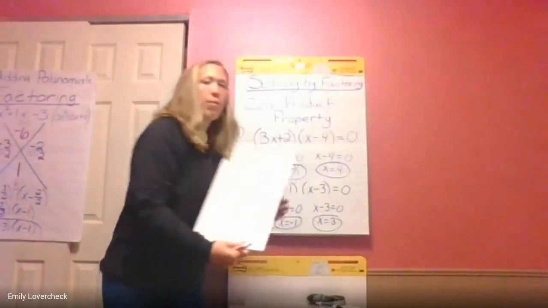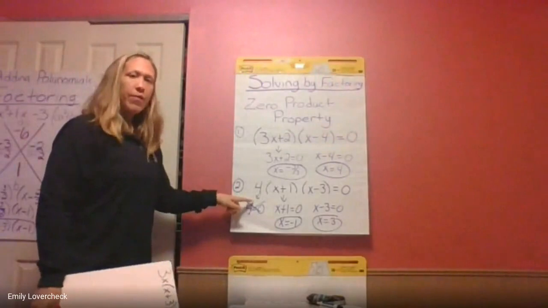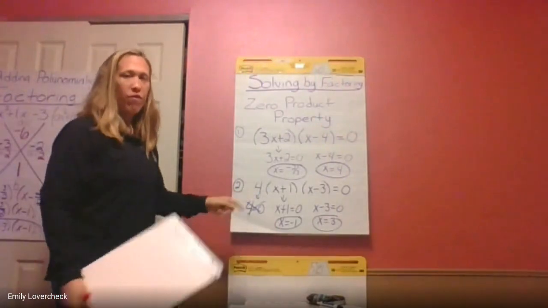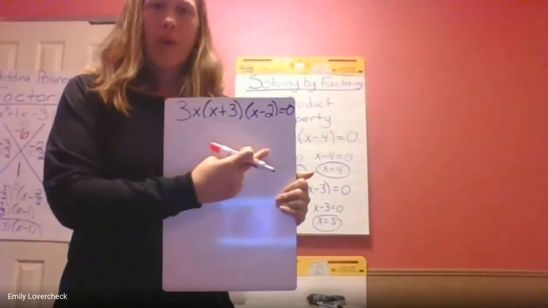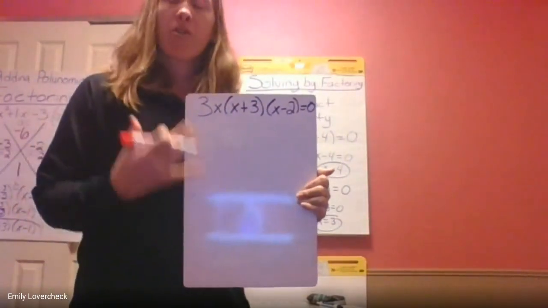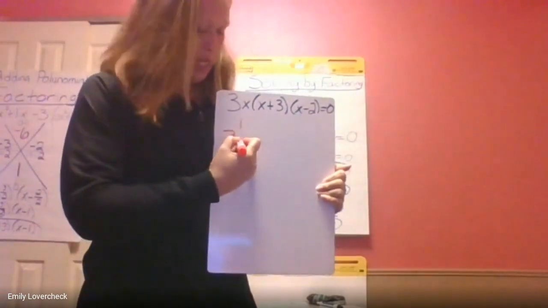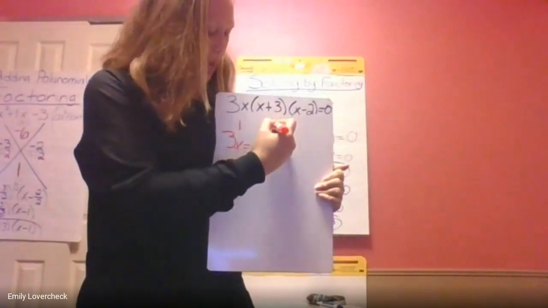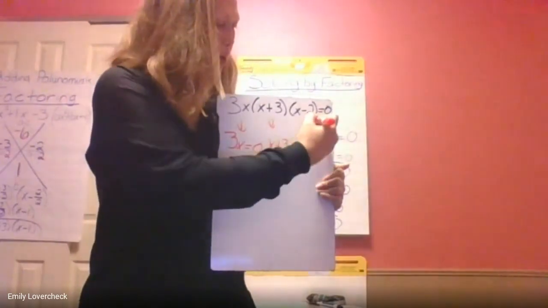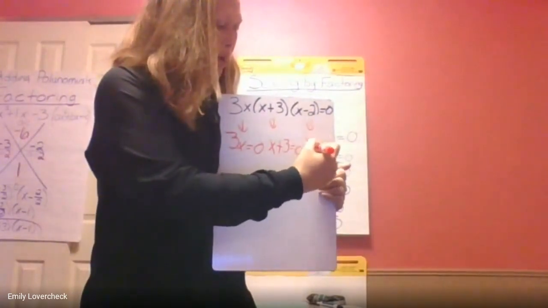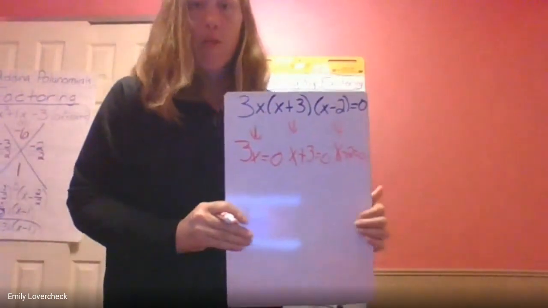So let's do one more problem where we don't have to factor, and it's going to be set up like number 2. The difference is in number 2, the GCF was just a 4, but this one here, when I factored it, I end up with 3x and x plus 3 and x minus 2. So what I'm going to do there is still set everything equal to 0. So I'm going to bring this down, and I get 3x equals 0. I get x plus 3 equals 0. And I get x minus 2 equals 0. So I still get all 3 parts equal to 0, and then I solve them.